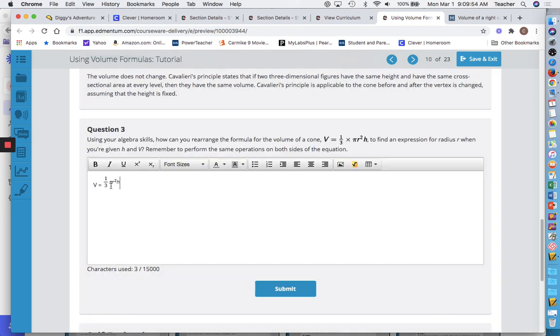All right, so I'm looking to get r by itself. Well, the first thing I'm going to do is get rid of that 1/3. There's two ways you can look at this. You can say, look, I'm multiplying by 1/3, so the opposite is to divide by 1/3. Or you can say, look, I'm being divided by 3 here, so the opposite is to multiply by 3. Multiply by 3. Well, it's going to give me 3v is pi r squared h.